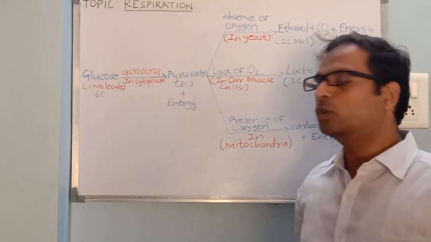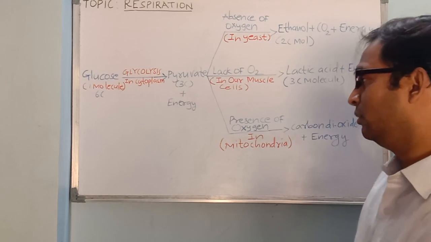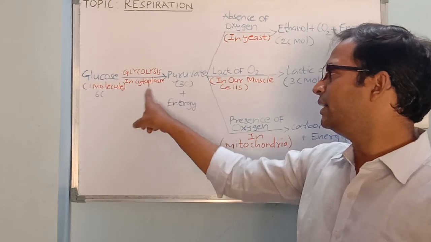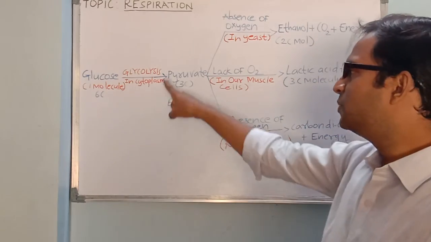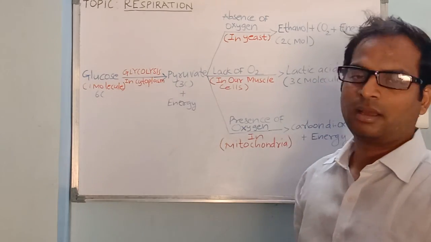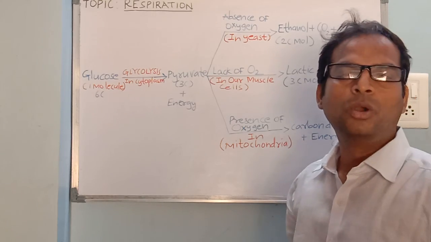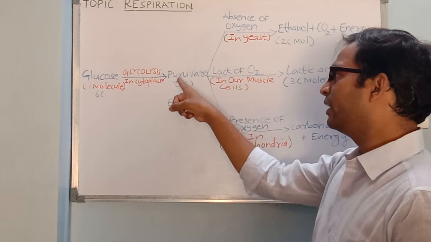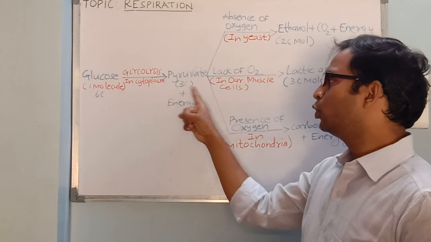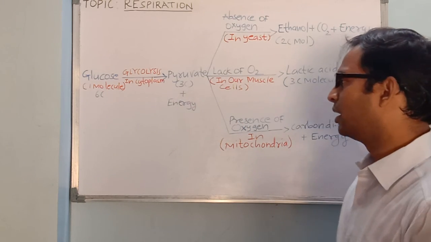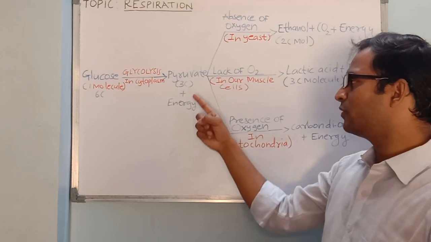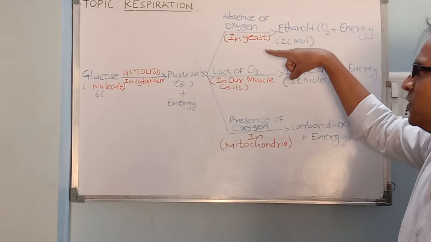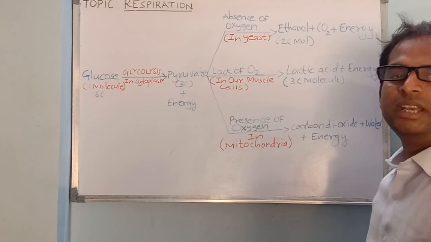It starts with glucose, which is a 6 carbon compound, 1 molecule, which is broken down inside the cytoplasm, and this process is common for all. It is called glycolysis. Glyco is glucose and lysis is breakdown. So it is broken down into pyruvic acid or pyruvate, 2 molecules of 3 carbon, and there is also release of some energy in the form of ATP. Now this splits here into 3 types.